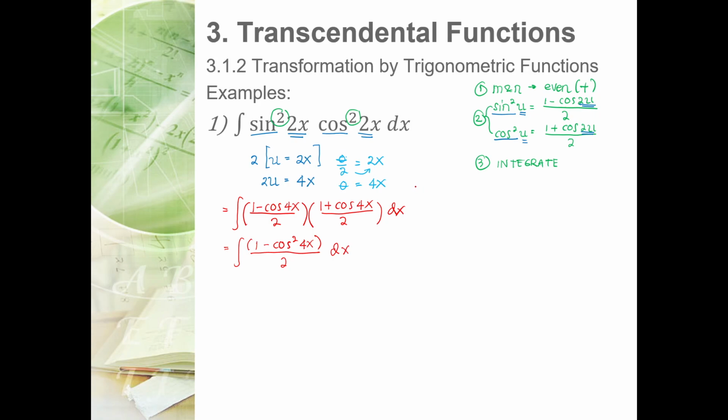Okay, so take note that our numerator, 1 minus cosine squared 4x, can be simplified into a sine function. So sine squared 4x all over 2 dx. Now since it is squared again, we still need to use this one again. So that you are not confused, let's factor out 1/2 first. Then we have sine squared 4x dx.